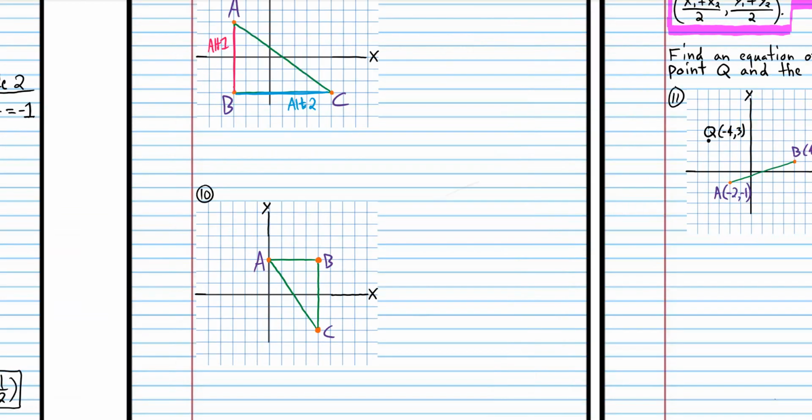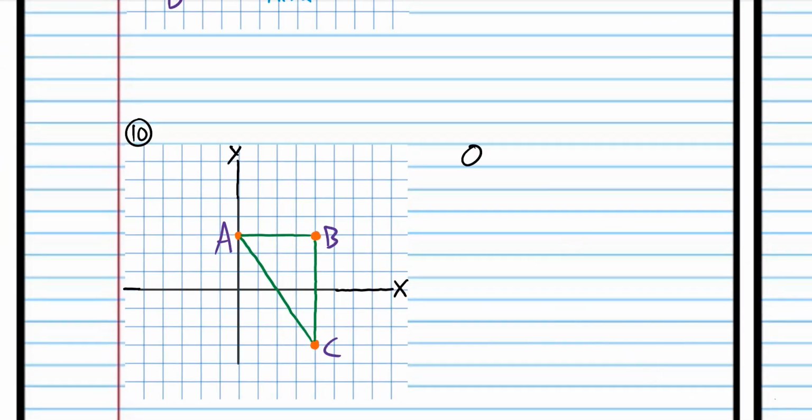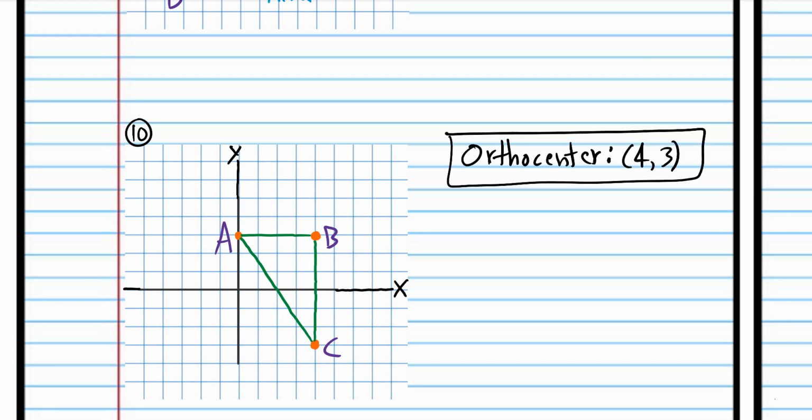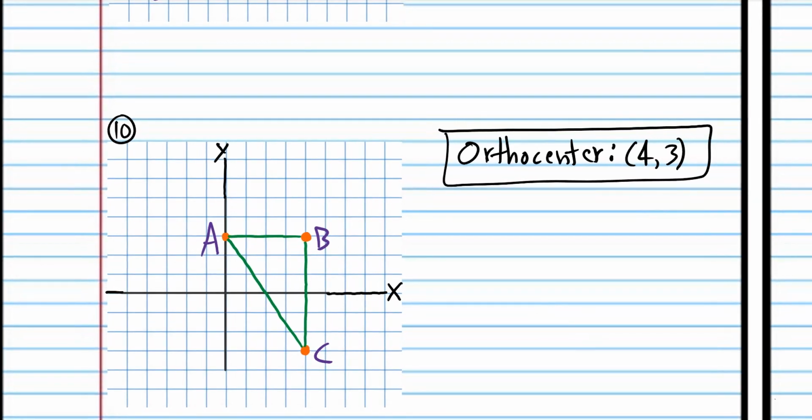All right, we're back. So the orthocenter is 1, 2, 3, 4, 1, 2, 3. So (4, 3). So again, that's a very easy problem. So if you got (4, 3), good job, because that is the vertex of the triangle that is next to the 90-degree angle.